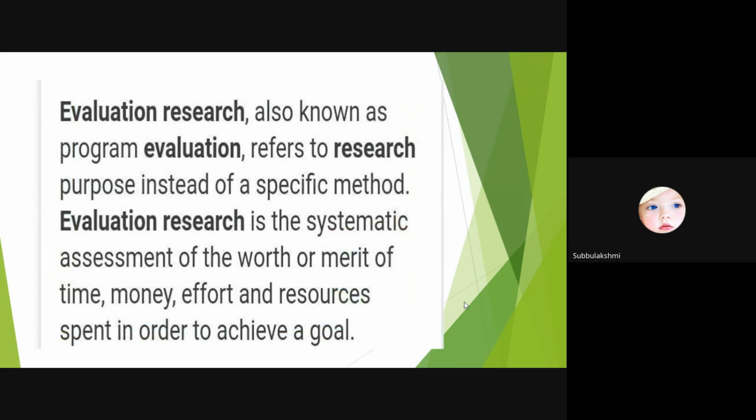Evaluation research, which is also known as program evaluation, refers to a research purpose instead of a specific method. This evaluation research is a systematic assessment of the worth or merit. So evaluate, assessing time, money, effort, and resources spent. This is what we are expected to assess.